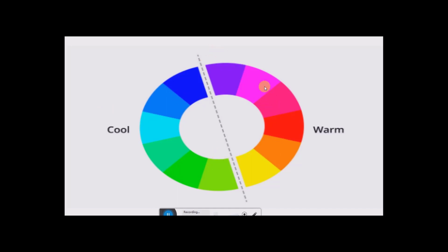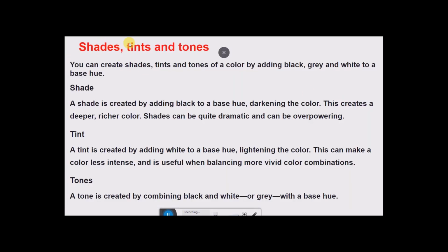So red, indigo, and the rest, they fall within the warm colors. While blue, lilac, and the rest, and light blue and green, they fall under cool colors, because green has to do with nature. So they fall within the cool colors. Alright, so let's proceed. Then we talk about shades, tints, and tones.